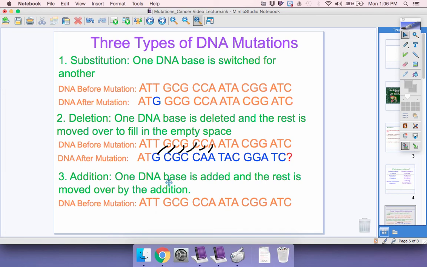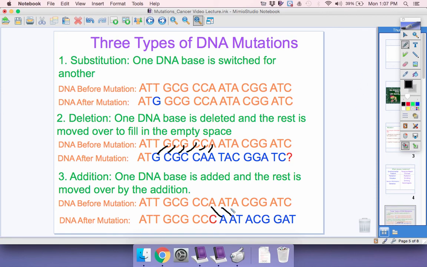The last type of mutation is an addition, where one DNA base is added and the rest are moved over by the addition. So if the DNA before the mutation is ATT, GCG, CCA, ATA, CGG, and ATC, afterwards you would see something like this. So here I've added a letter C, and now everything has been shifted this way by the addition.